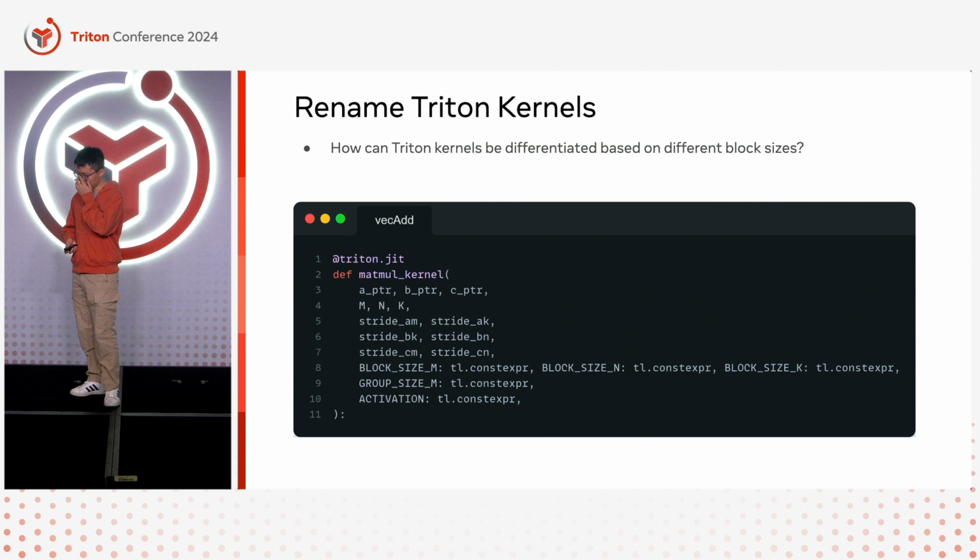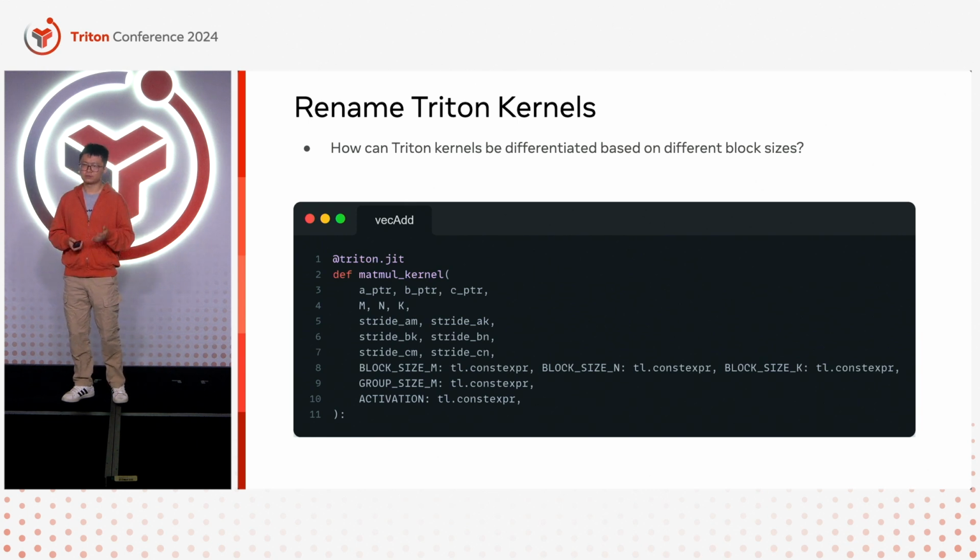So on the screen, here's a typical way we write or define a mathematical kernel with a few arguments like a pointer to A, B, and C tensors. Its size, we suppose it's m by k multiplied by k by n, and the stride of each tensor. Following it, we will have a few constant variables, including the block size, the group size, and whether or not we are going to use activation.